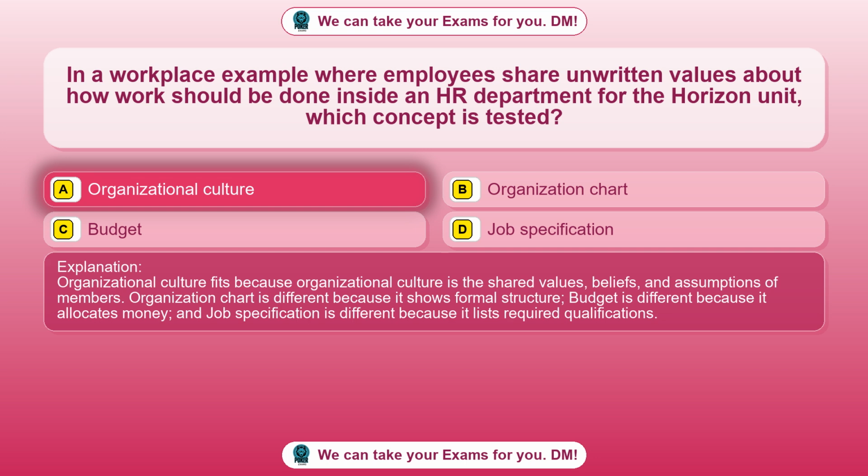Organizational culture fits because organizational culture is the shared values, beliefs, and assumptions of members. Organization chart is different because it shows formal structure, budget is different because it allocates money, and job specification is different because it lists required qualifications.